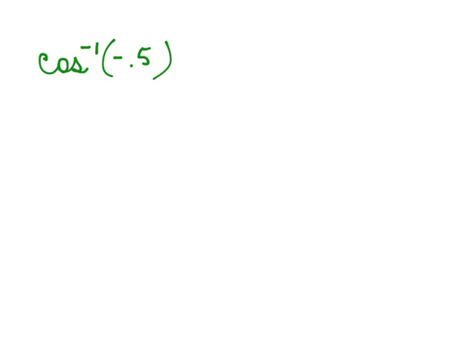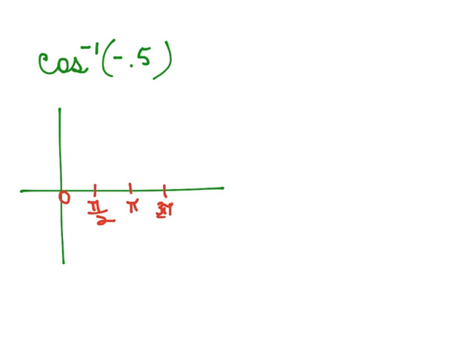To evaluate the inverse cosine of negative half, let's first of all think about what our cosine graph looks like. We mark our major key points. Our cosine graph starts at 1, goes to 0, down to -1, back to 0, and then back up to 1. So there's our cosine graph.